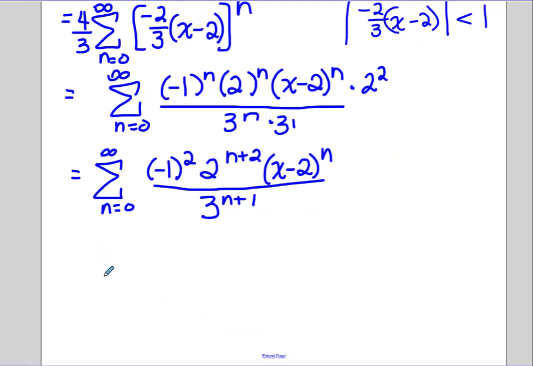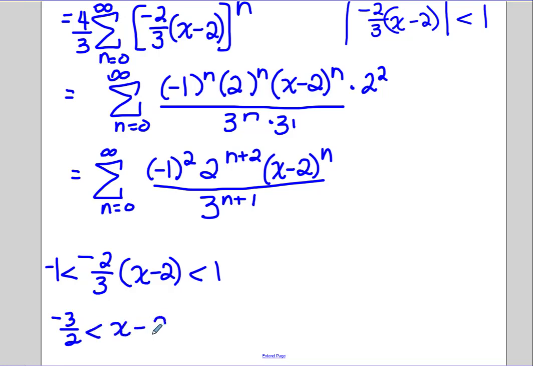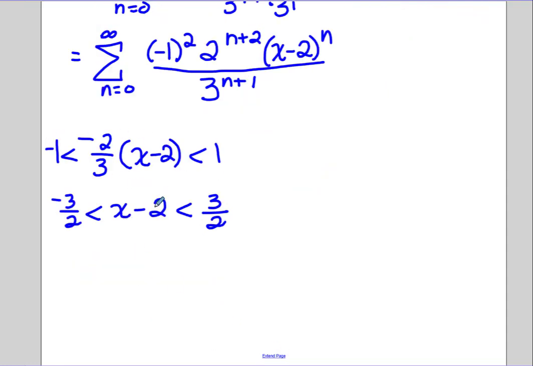So that would happen when we had this term up here, negative 2/3 (x minus 2), less than 1, and negative 1 is less than that term. Multiplying by 3/2, we would have negative 3/2 is less than x minus 2 is less than positive 3/2. So just flip-flopping those around.